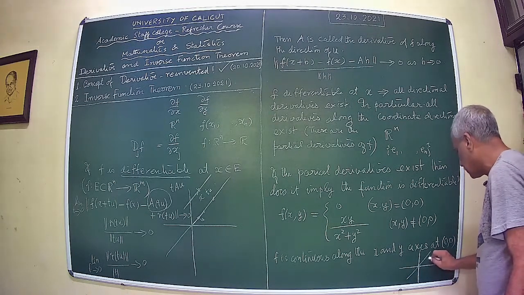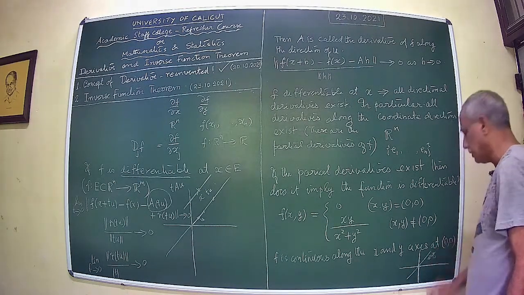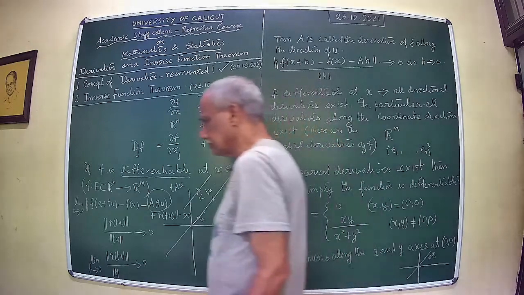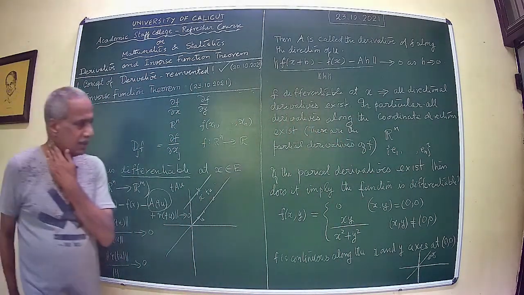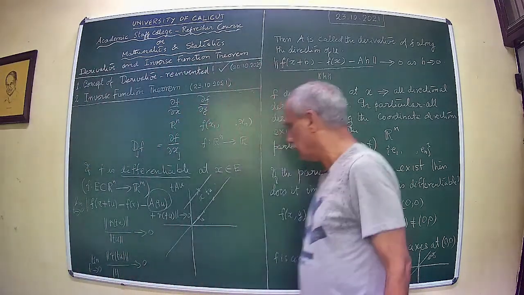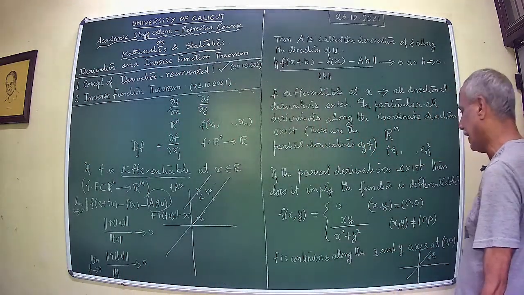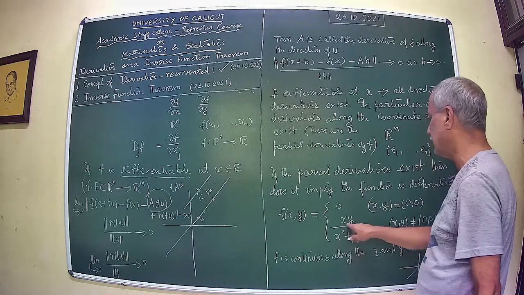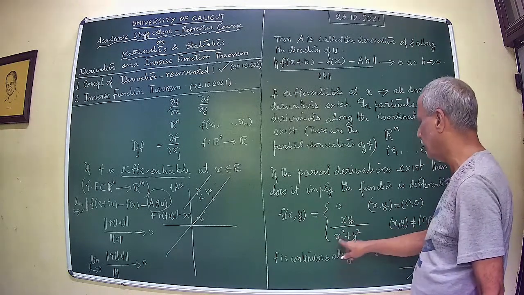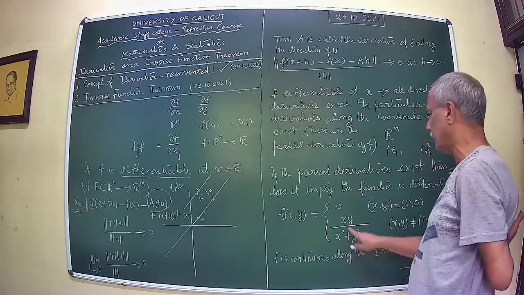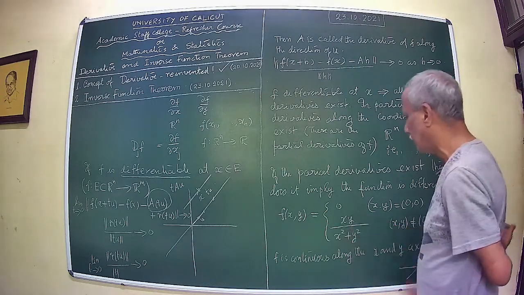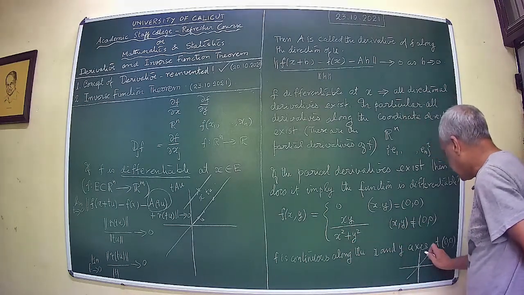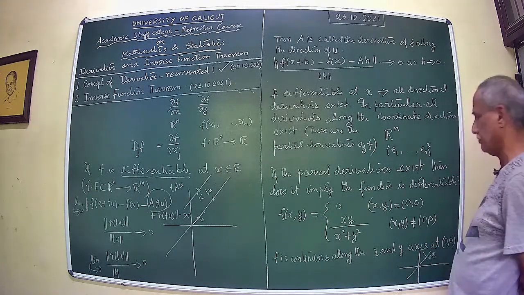But we have seen for this function, suppose you take the line x equal to y, then you can easily check the value the function takes along x equal to y. This is xy, this is x squared plus x squared, so it is 2x squared. So you have x squared divided by 2x squared. So the value of the function along this line is given by half.